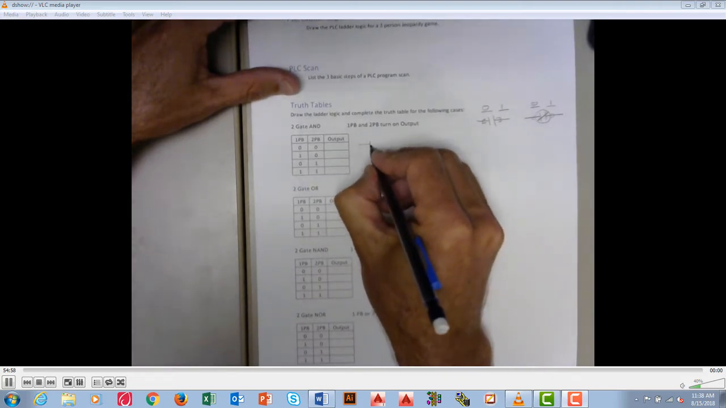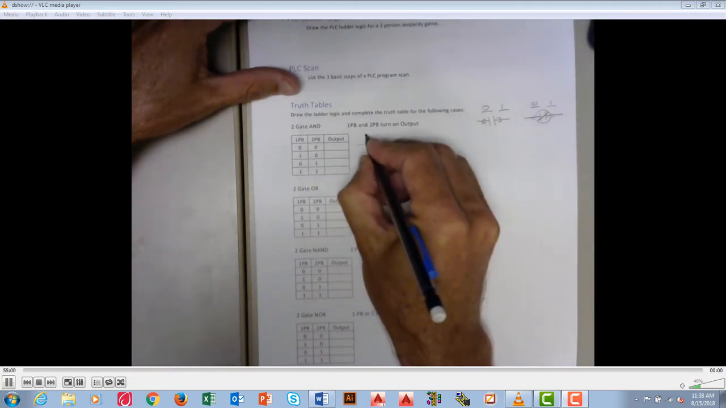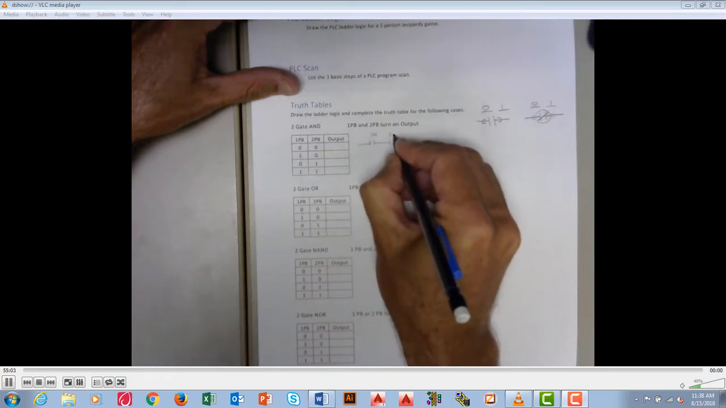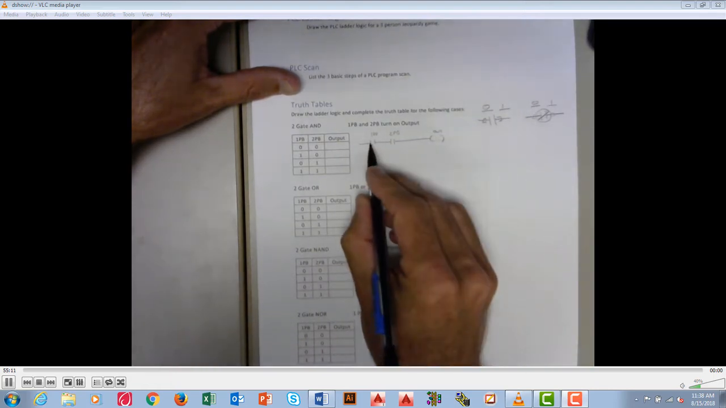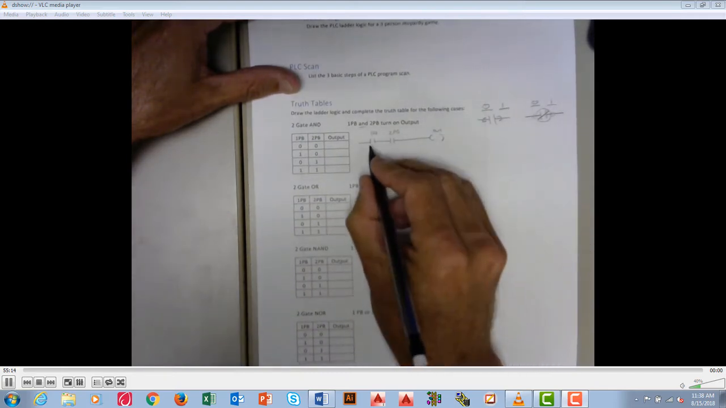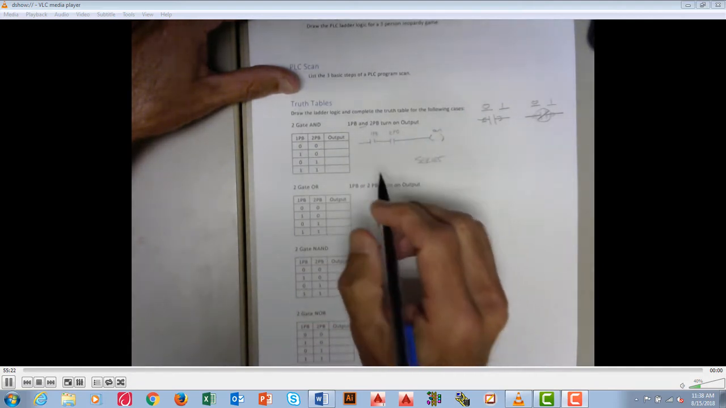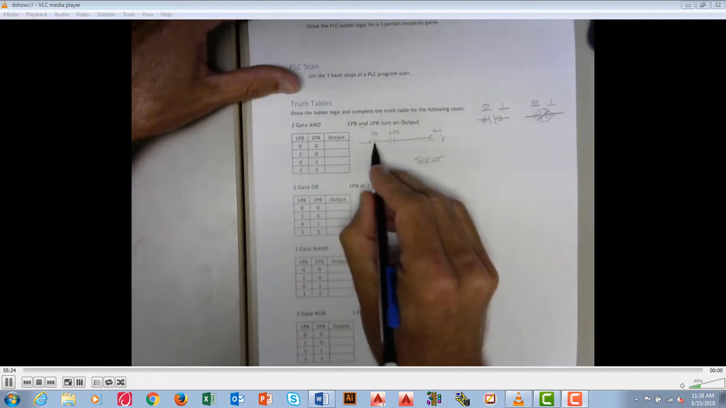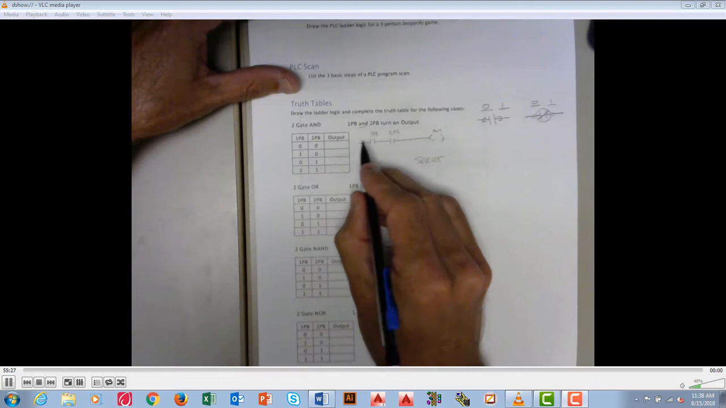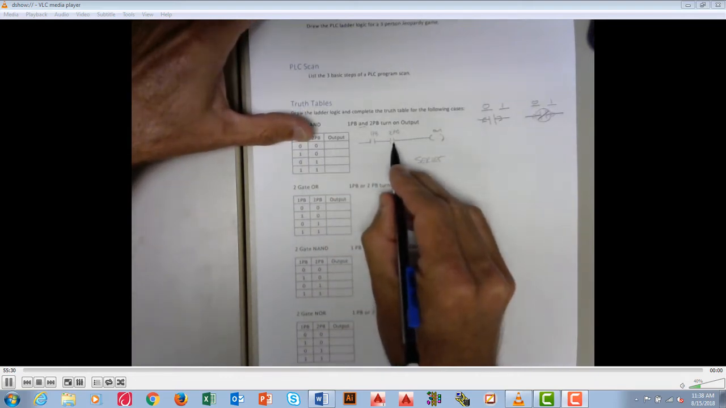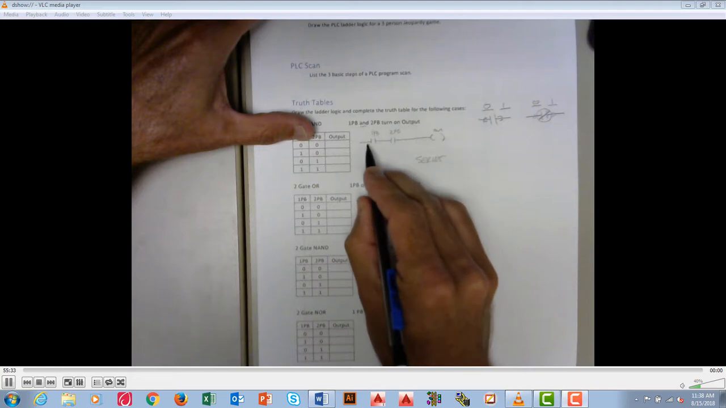So if I have 1 PB and 2 PB, turn on an output. Okay, so we'll just call this an output. Could be anything. Okay, so this is an AND, and right away it's obvious that it's series, and that's what we've been taught. AND is series. Okay, so if I have a 0 here, that means that it's the state shown, which is open, and a 0 here, that's the state that's shown. So that's not true, and that's not true, so obviously this is not going to be true.